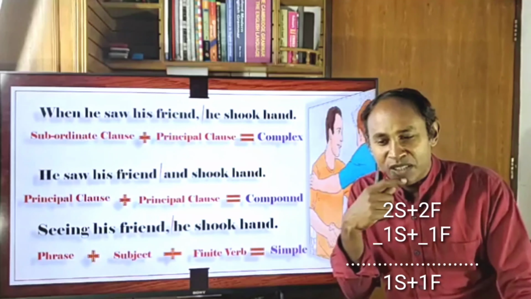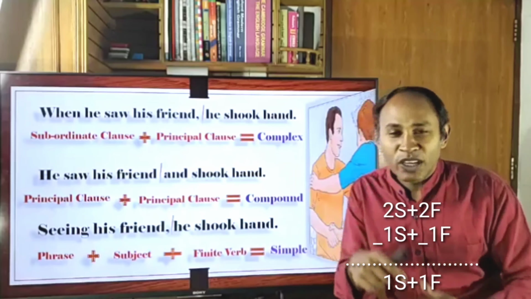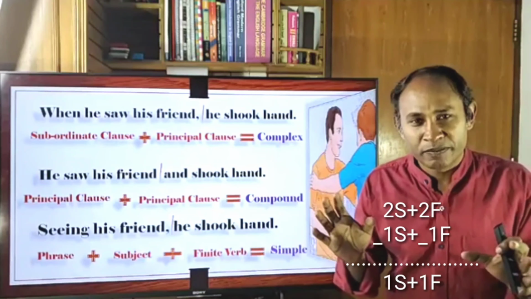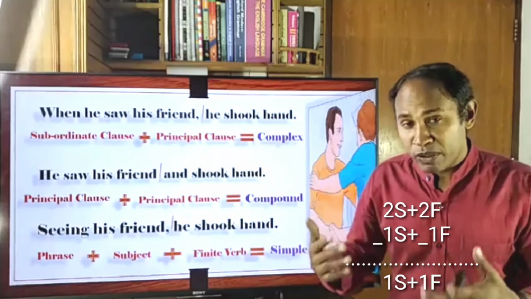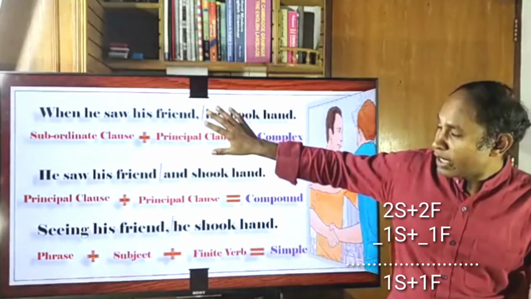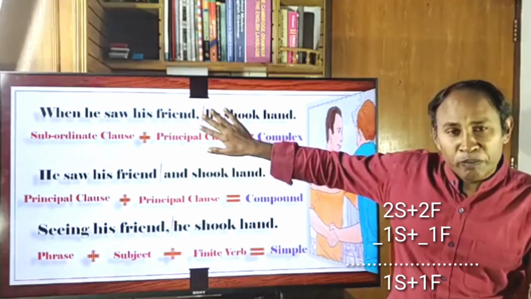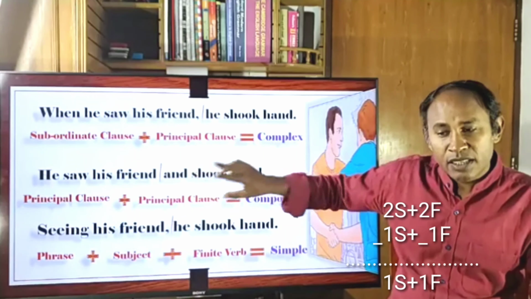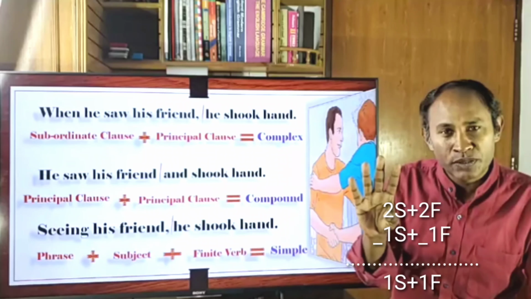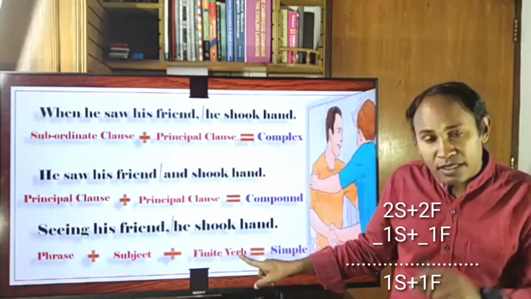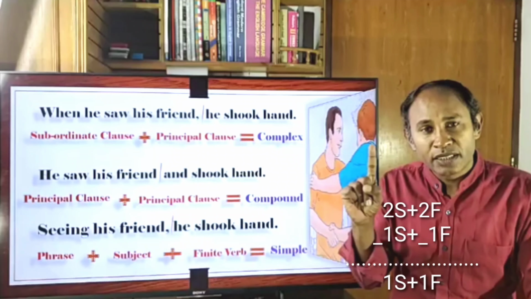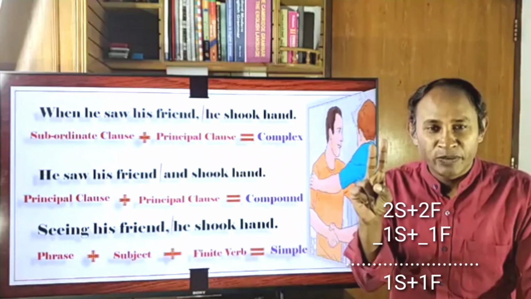Most of you are students of the science group, so if you can do this math, your grammar will be easier. What did I want to mean? That means in complex and compound sentences we have two subjects and two finite verbs, but in a simple sentence we have one subject and one finite verb.